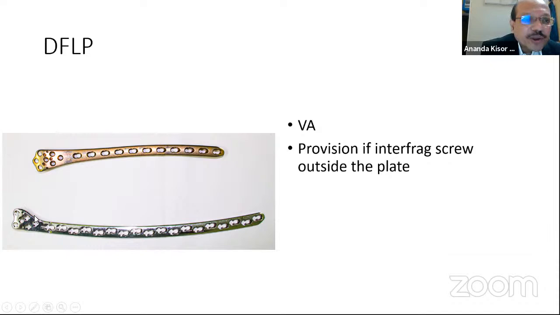Another important point is, see, this is the anterior, this is the anterolateral curvature. The anterior part is straight, and this part is a little bit curved. Why? That means it allows the insertion of the interfragmentary screw, which may be required to hold the intra-articular fragment. So sometimes it is required, and as the anterior surface is flat, that can allow that.